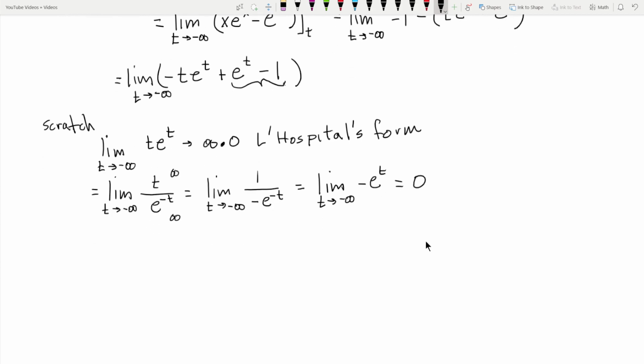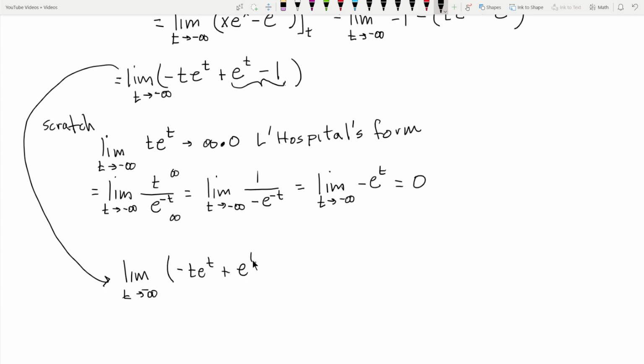All right, so let's take this around to the scratch and down here. So we have right now the limit as t goes to negative infinity of negative t e to the t plus e to the t minus 1. We now know that the first term goes to 0. The second term goes to 0. The third term is a constant. So this whole thing is equal to negative 1.